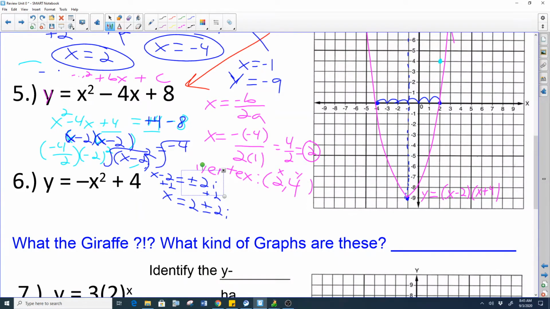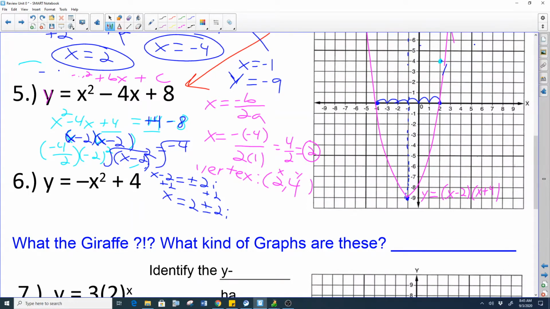The vertex is above the graph, right? It's above the x-axis. It's imaginary. It did not cross the x-axis anywhere. So if I was going to take this and plug it into Desmos to see what it looks like, because that's hard to graph, the solutions are 2 plus 2i and 2 minus 2i. Our vertex was 2, 4, which is up here, and it's not going to go down.